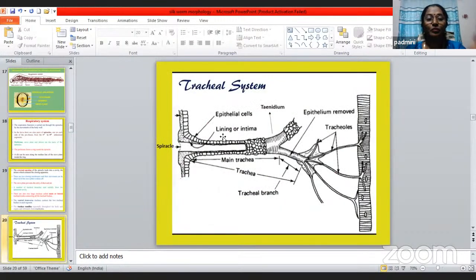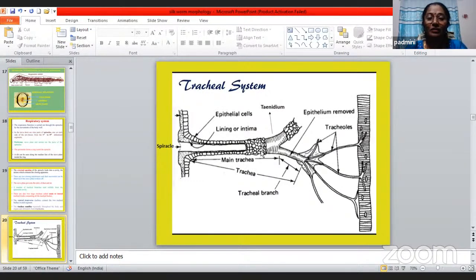If you look at this picture, this is the opening of the spiracle. Once the spiracle opens inside, you can see the main tracheal branch, and this branch forms tracheal bushes. These bushes are further divided into tracheoles, something like the bronchioles in our lungs.